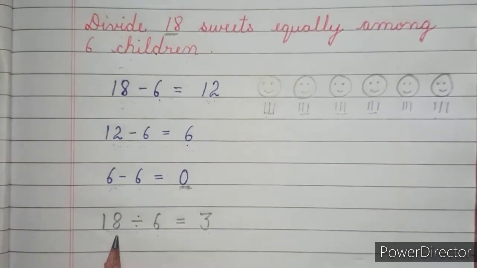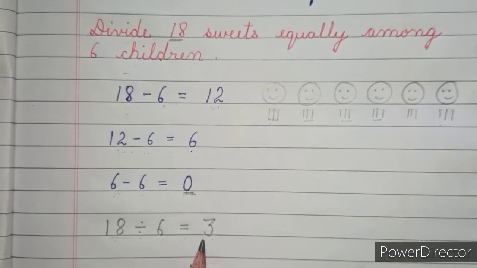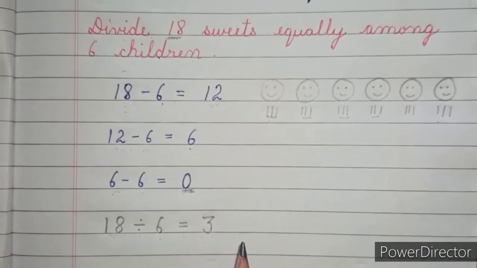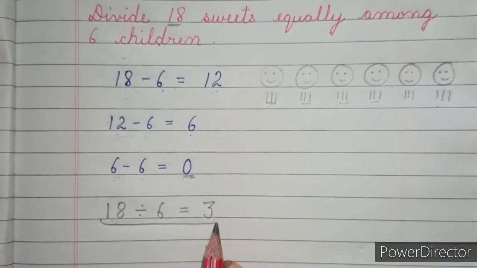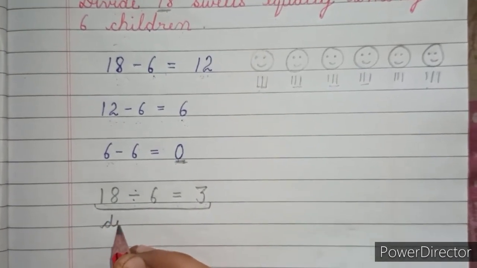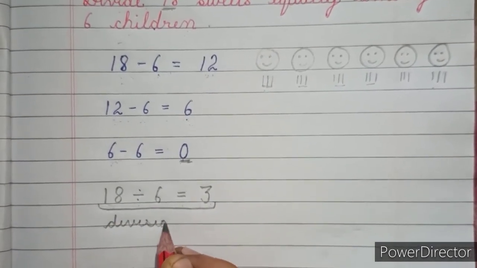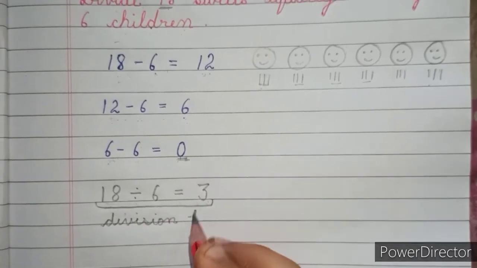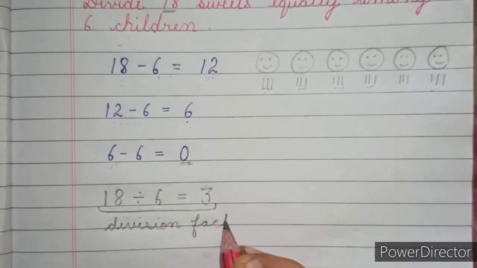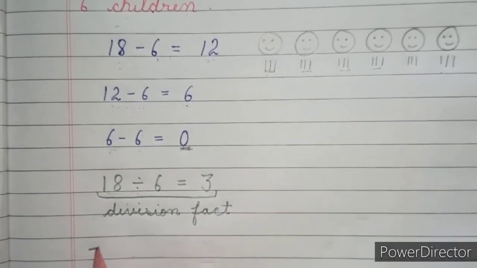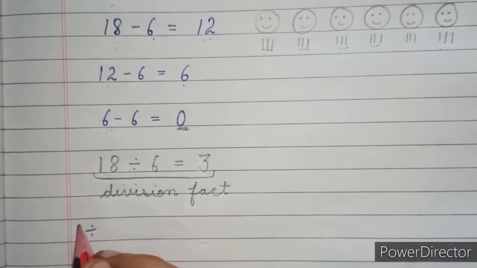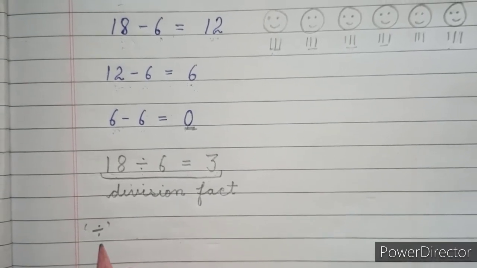18 divided by 6 is equal to 3 is a division fact. Listen carefully. 18 divided by 6 is equal to 3 is a division fact. This is a division fact. And this is the symbol for division. Okay?